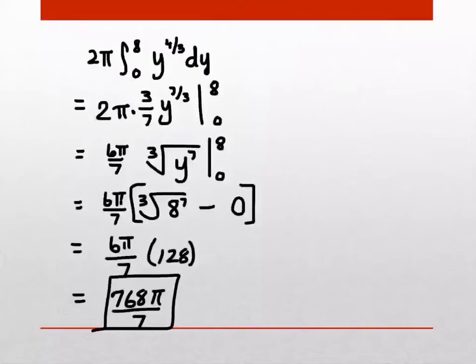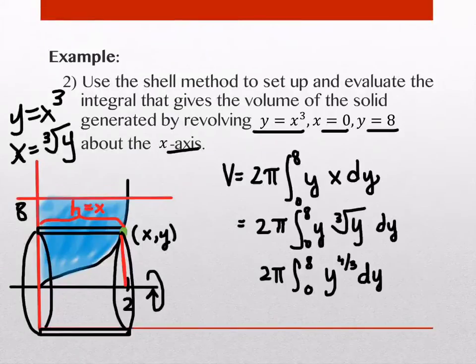Why did you do dy instead of dx? This one's dy because the height right here is delta y. That's why. Yeah, it's all based on that rectangle's thickness.